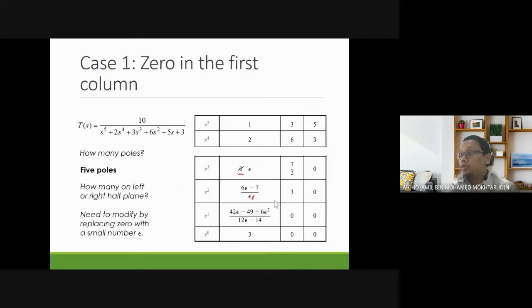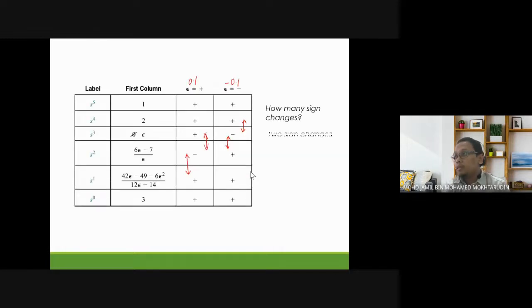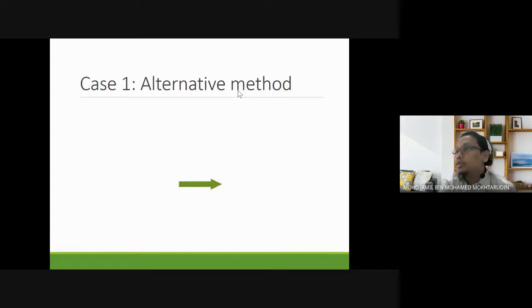Okay, so that's the method that you need to use when you encounter 0 in the first column. You replace 0 with an epsilon. Sometimes you find this method quite confusing, or maybe it takes a lot of effort, because you need to assume epsilon positive and epsilon negative. So we have an alternative method to overcome the problem of the first method.